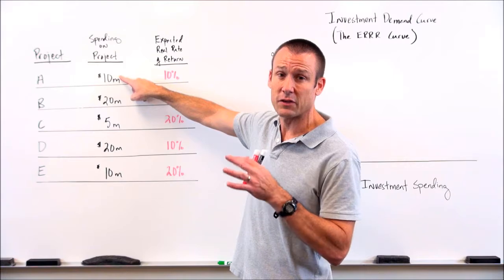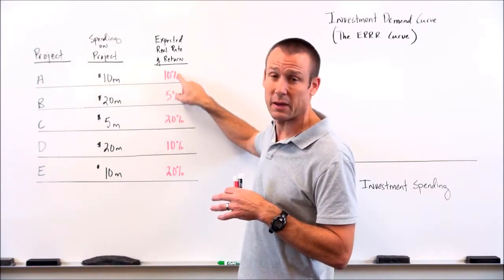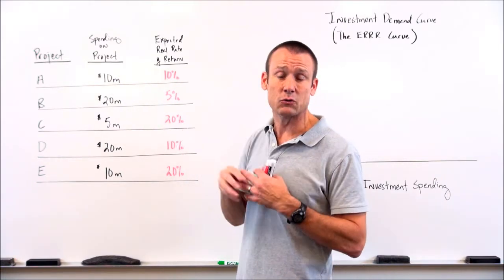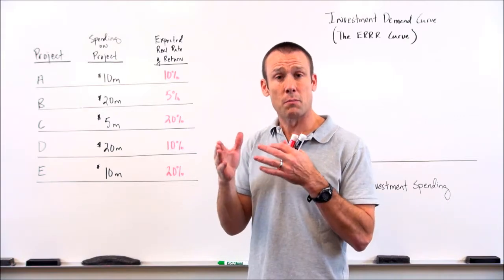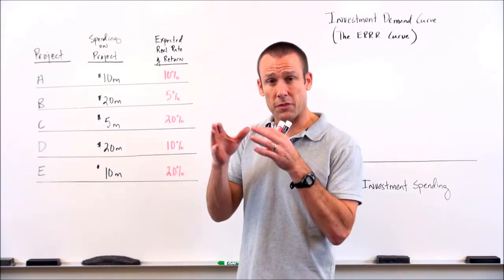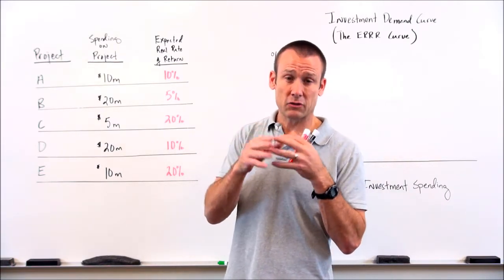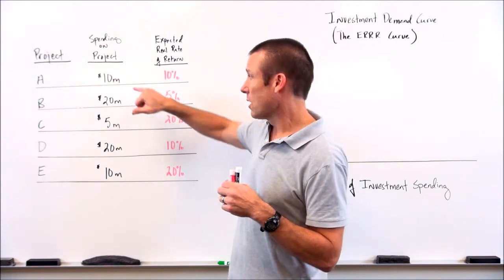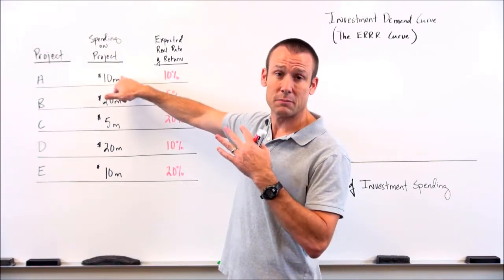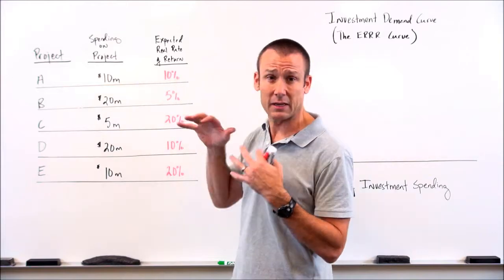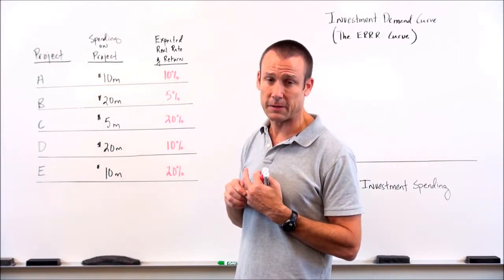So on each of the $10 million, we're going to make a 10% return on each one of those dollars. Hence the term marginal benefit, or the benefit of spending one extra dollar on that project. So up to $10 million, we're going to make a return of 10%.